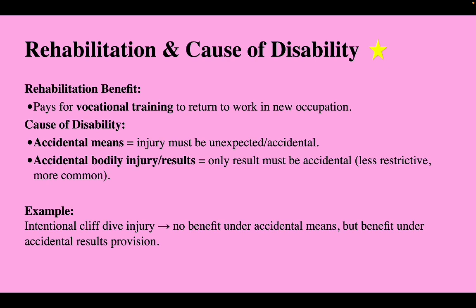Slide 5. Rehabilitation and cause of disability. Disability income policies often include rehabilitation benefits that cover vocational training or retraining to help the insured return to work, possibly in a new occupation. The cause of the disability is also relevant. Policies may define accidental means, requiring that the injury itself be unexpected, or accidental results, which require only that the outcome be accidental, making this provision less restrictive and more common. For example, an injury from an intentional cliff dive would not be covered under accidental means but could be covered under accidental results.